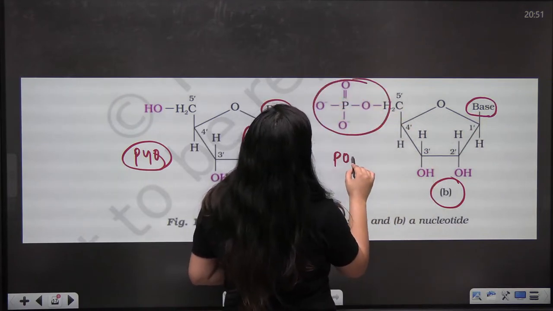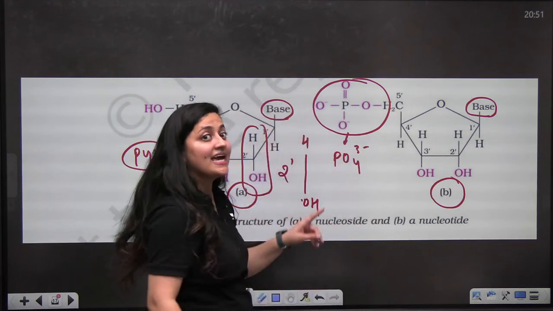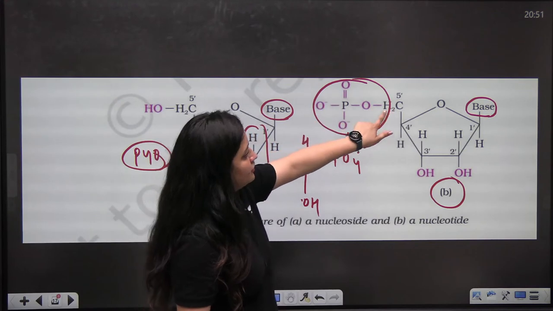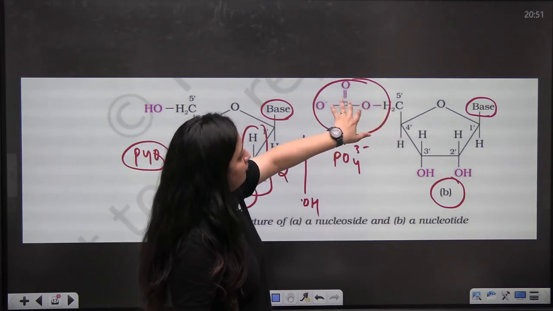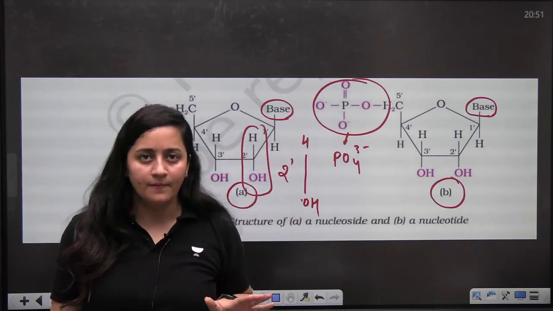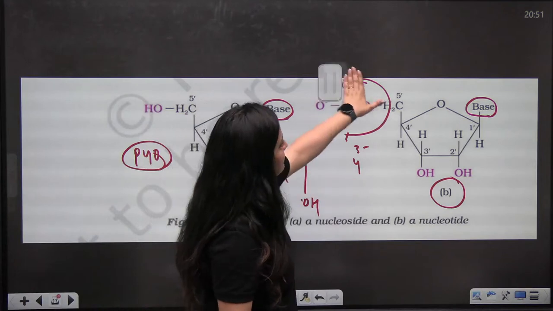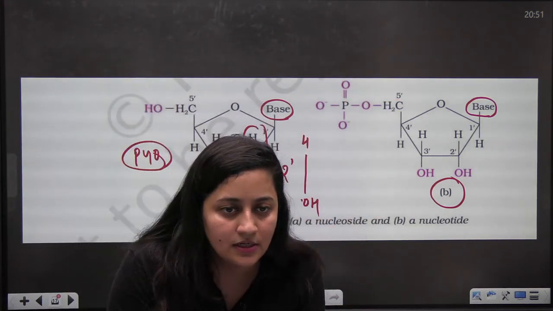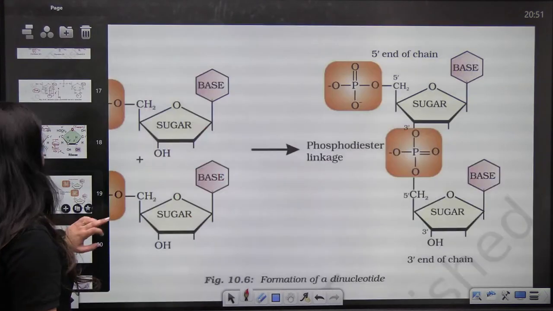Yes, I was right, PO4 3 negative, right? Phosphoric acid is going to make that. I remember it from HSP sir's explanation. So you can see this is the bond. So CH2OH is involved in the bonding here. Okay? Any doubt? Guys, doubt? Clear? Okay. So now the major thing that you need to understand.